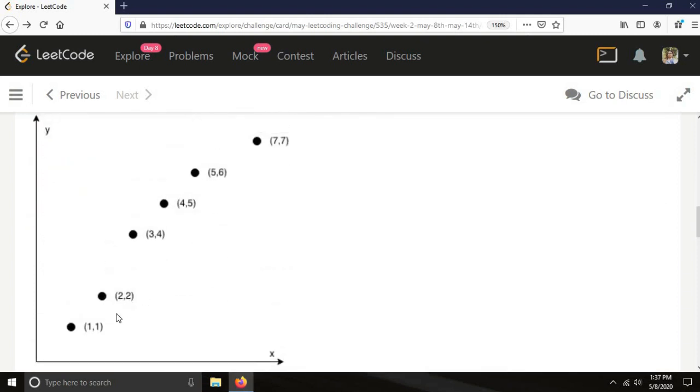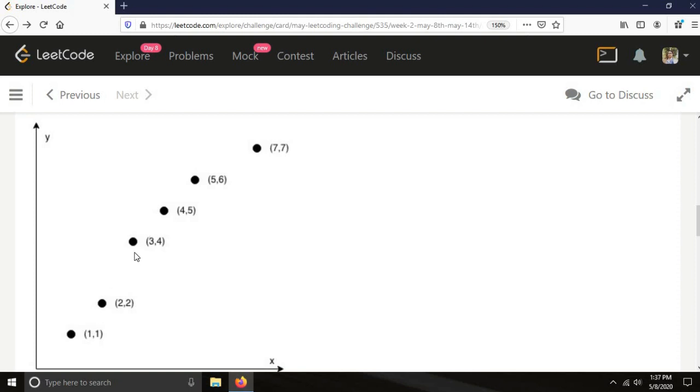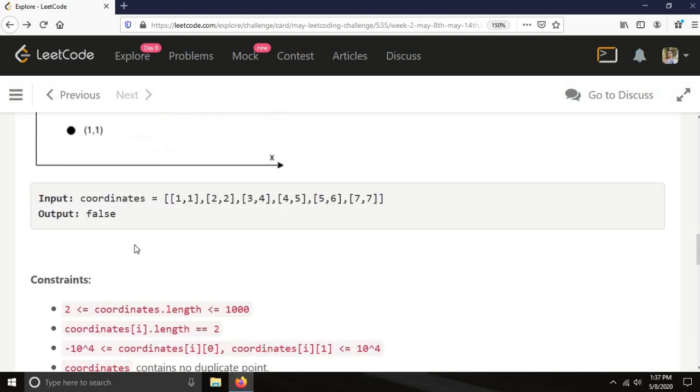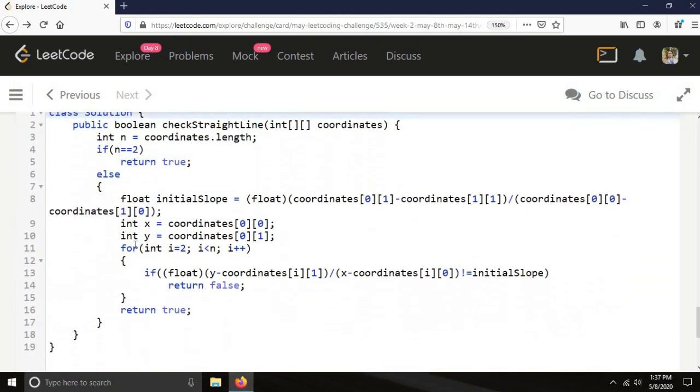The initial slope equals 2 minus 1 divided by 2 minus 1, which is basically 1. Now, 4 minus 1 is 3 and 3 minus 1 is 2, so the slope becomes 3 by 2, which is 1.5, which is not equal to the initial slope. So it is not linear, the linearity is broken here, and we will return false. This is given here. So now let's understand how to solve this problem.